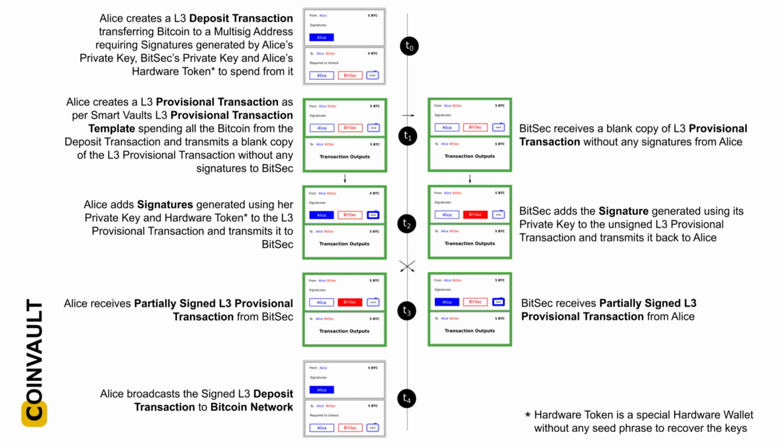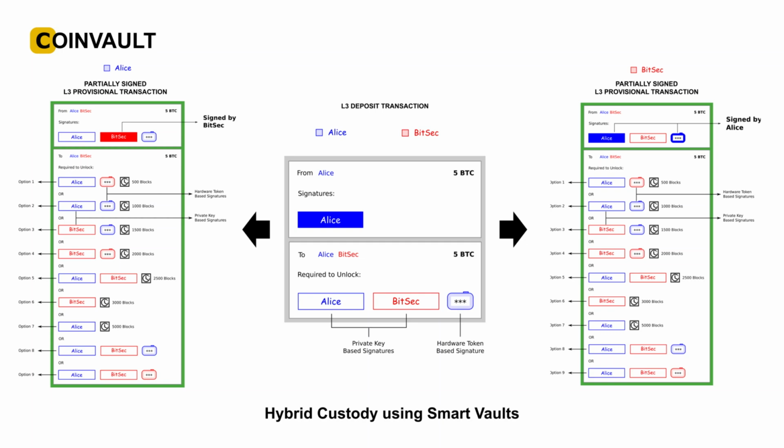At this point, Alice has the partially signed L3 provisional transaction, with BitSec's private key generated signature already added to it, and BitSec has the partially signed L3 provisional transaction, with Alice's private key and hardware token generated signatures already added to it. Alice then broadcasts the L3 deposit transaction, completing the extended and fortified L3 Smart Vault setup. Now the Bitcoin is in joint custody as seen before, and everything else is managed using the partially signed L3 provisional transactions, in Alice's and BitSec's possession.